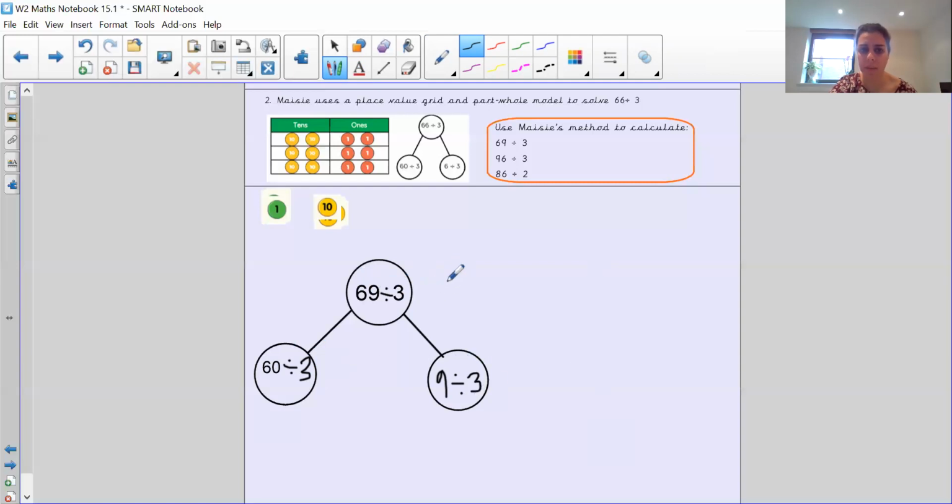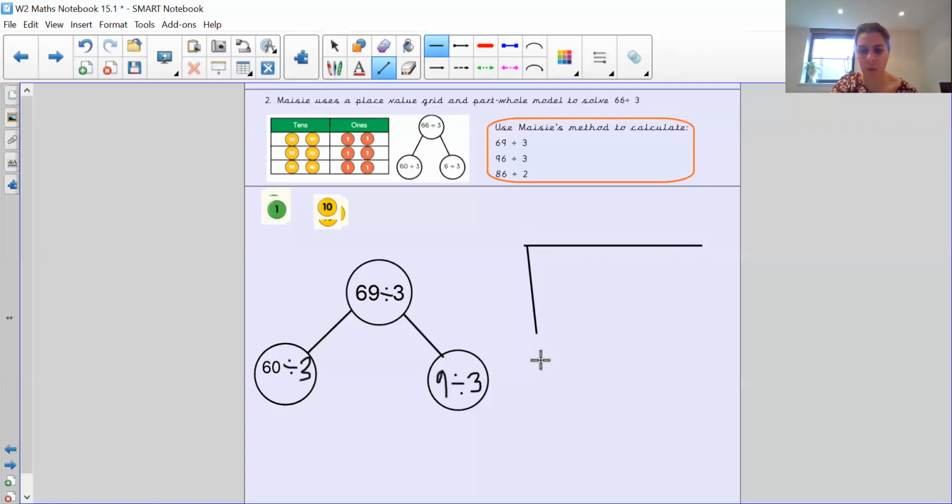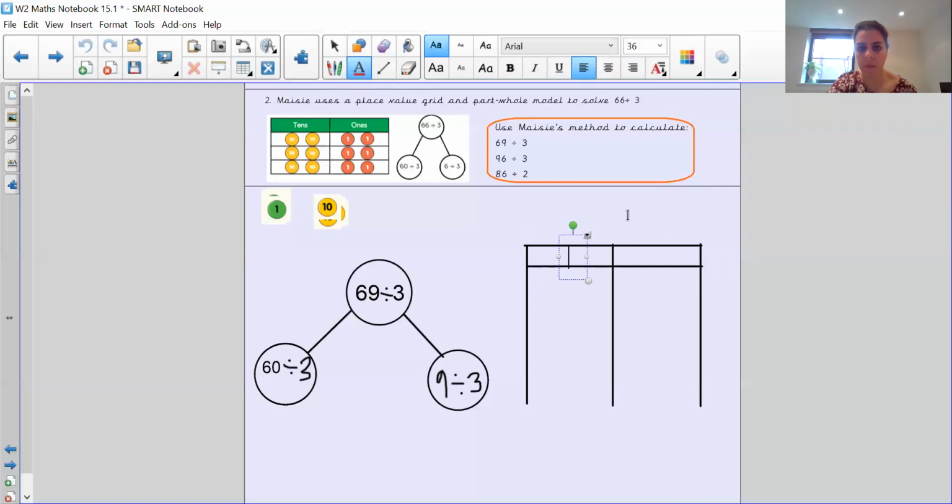Now I need to draw my table. My table is going to have my tens and my ones, just like this one up here. You would use a ruler because you're going to be drawing this, or you can use a straight edge if you've got one at home. Draw my table here. I'm going to split it down the middle, just like the green one at the top. And in this column are my tens. And in this column are my ones.